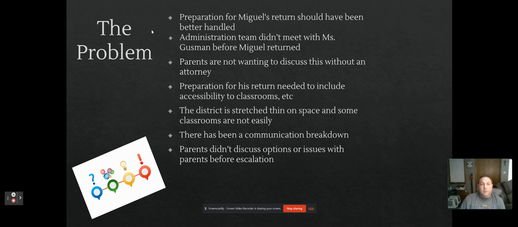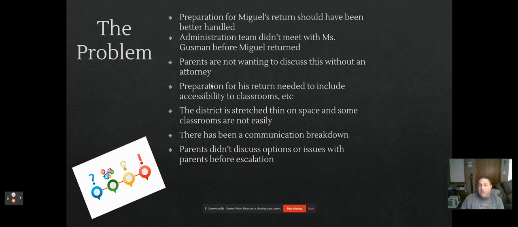And of course, the problems. This is where the meat of the issue is. Preparation for Miguel's return should have been better handled. The administration team didn't meet to make it a smooth return for him, and to see if there were any issues that could come up. Parents are not wanting to discuss it without an attorney.